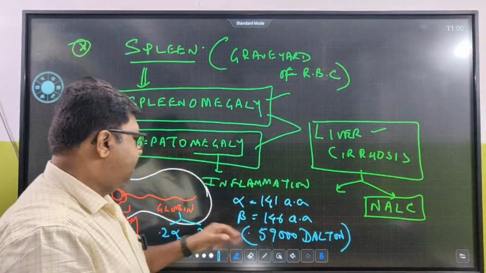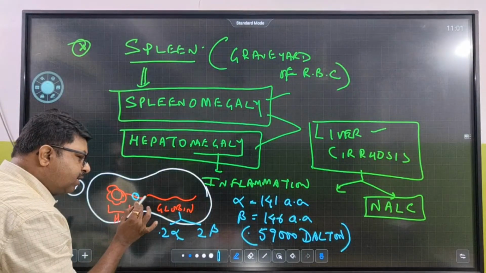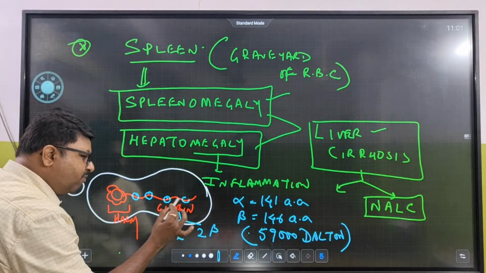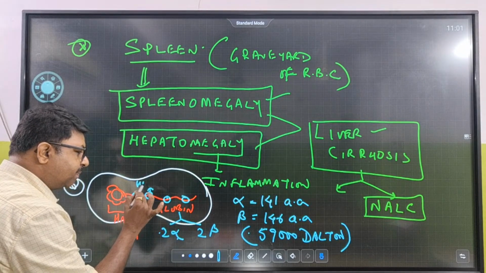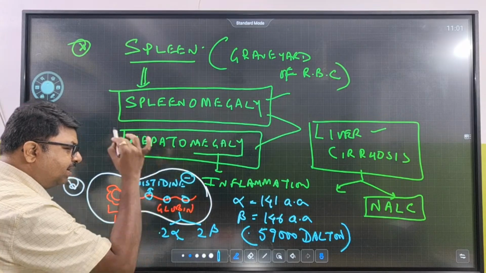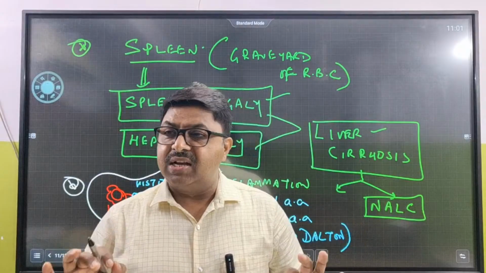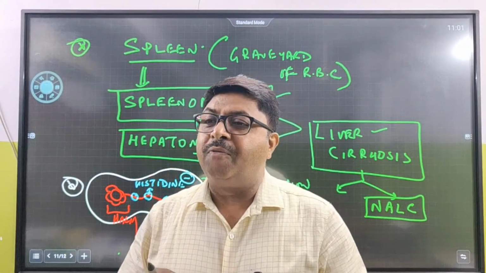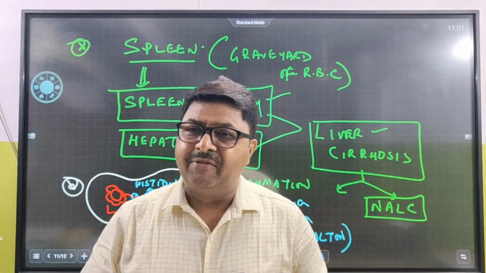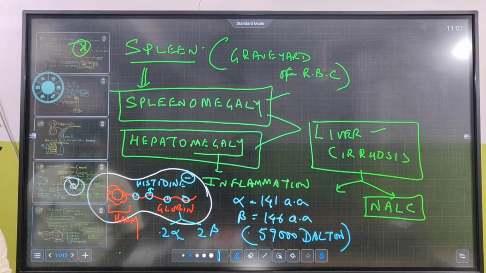Now, globin protein is made up of amino acids. There are many amino acids. One of the amino acids is histidine. And this histidine is negatively charged. Now, it is going to always bind with what? H plus. Now, where is H plus going to come from? Inside RBC.